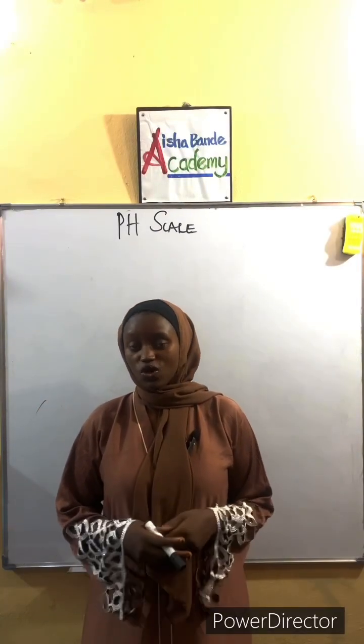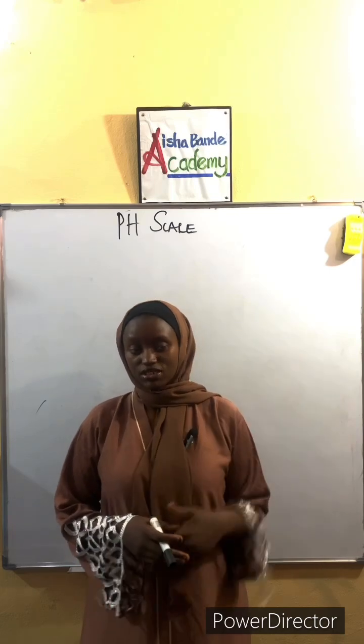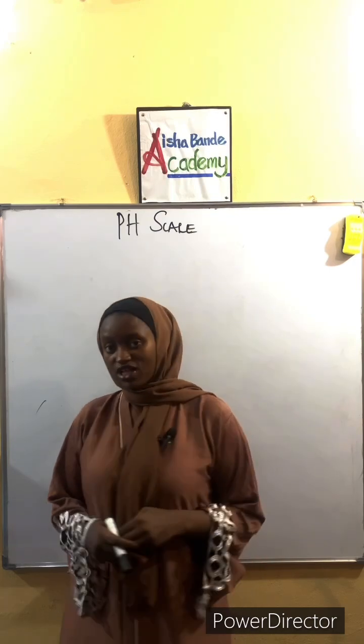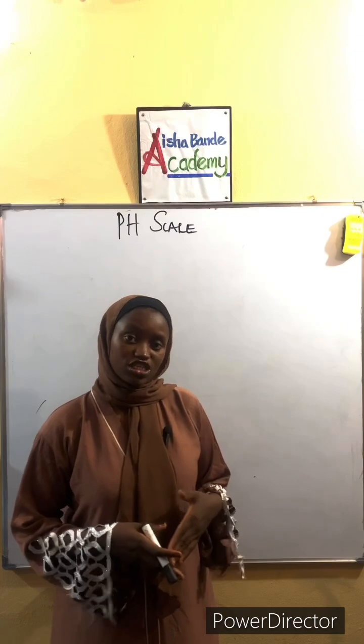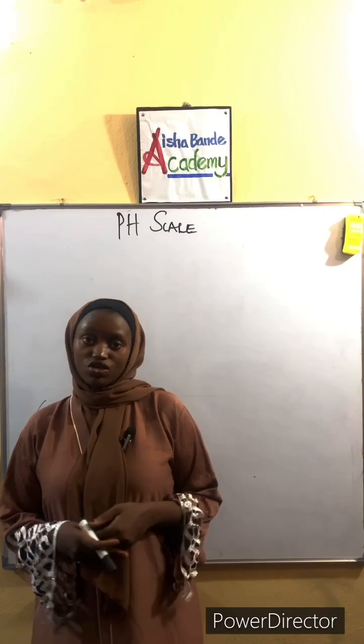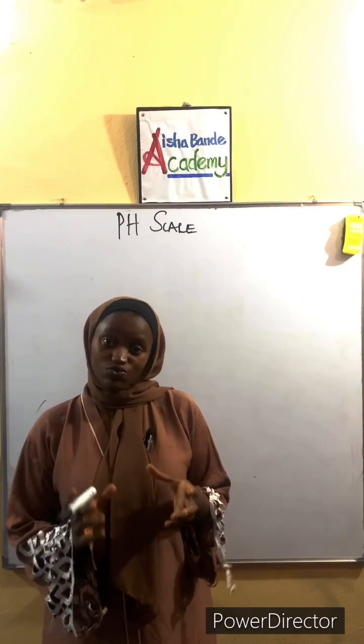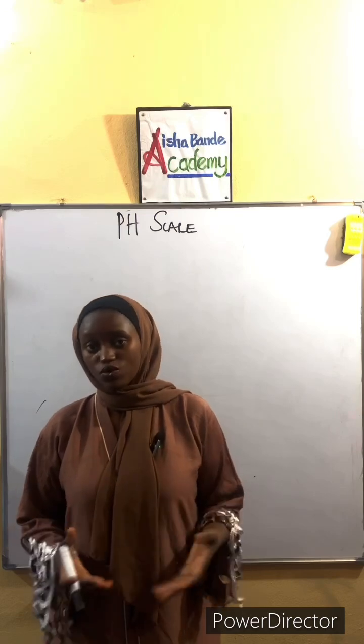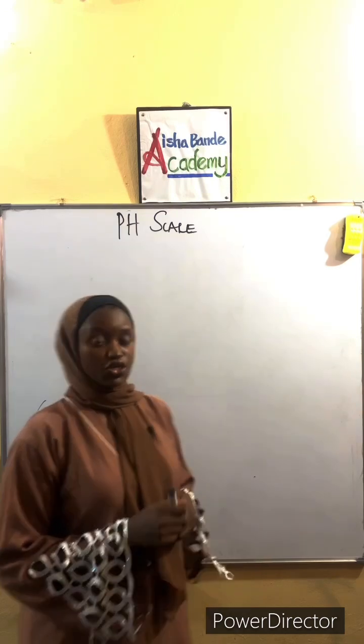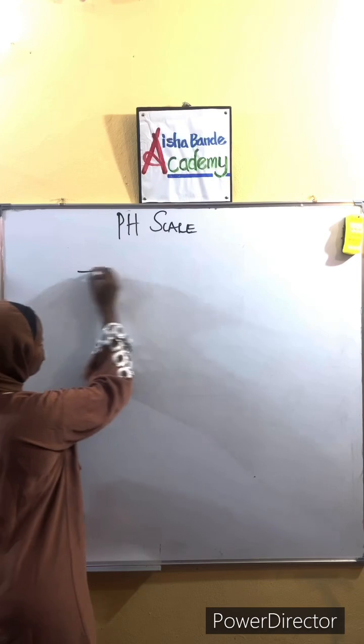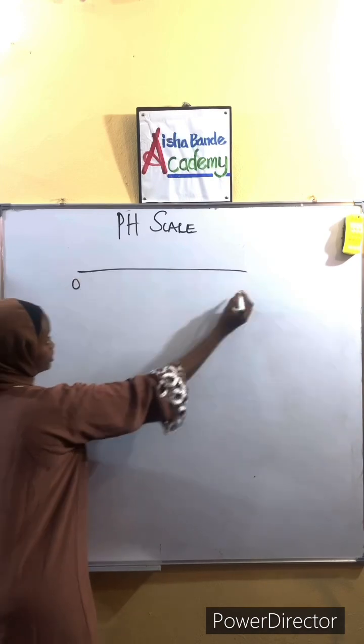So, today I want to discuss the pH scale in chemistry. However, our concern is the calculation aspect of the pH scale, and the formulas which are important in solving calculations under the pH scale. We know that the pH scale ranges from 0 to 14.